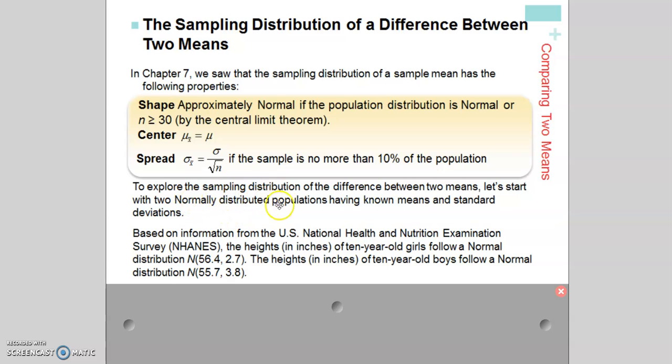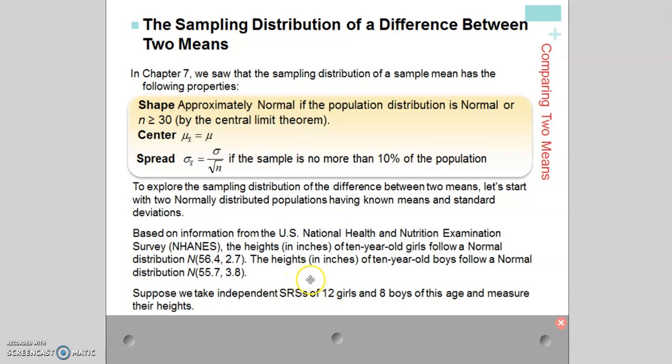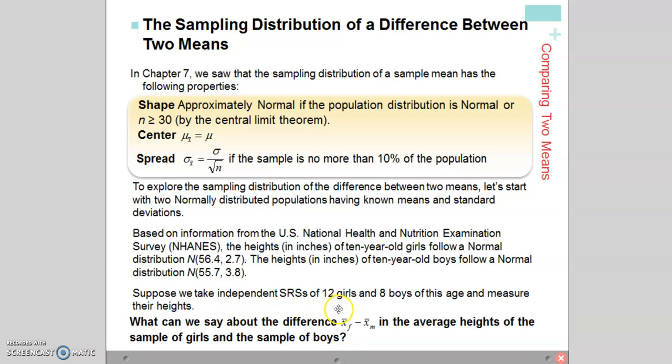if we're finding the difference of two means, we're going to start with two normally distributed populations where we know the mean and standard deviation. So we're going to look at the heights of 10-year-old girls and the heights of 10-year-old boys. 10-year-old girls' heights have a normal distribution centered at 56.4 with a standard deviation of 2.7. 10-year-old boys, normal distribution centered at 55.7 with standard deviation of 3.8, and those are all in inches. Let's say we take independent random samples of 12 girls and 8 boys that are all 10 years old, and we measure their heights. So what can we say about the difference between the mean of the female heights minus the mean of the male heights?